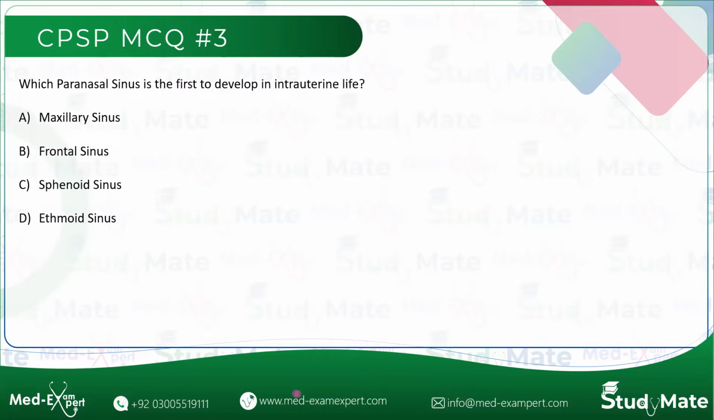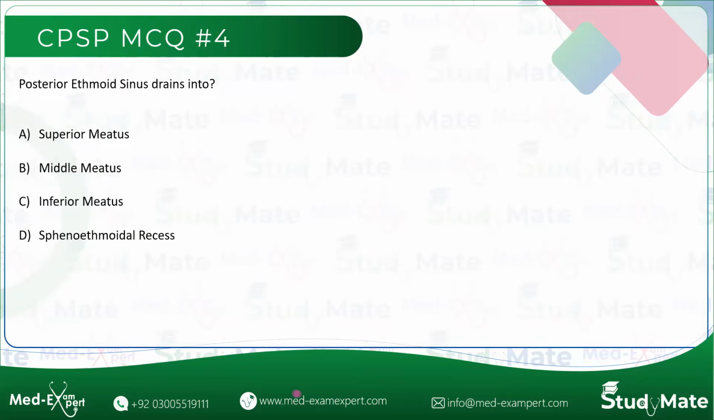So third MCQ is, which paranasal sinus is the first to develop in intrauterine life? A is maxillary sinus, B is frontal sinus, C is sphenoid sinus, and D is ethmoid sinus. Okay, I can see some answers. The fourth CPSP MCQ is, posterior ethmoid sinus drains into A is superior meatus, B is middle meatus, C is inferior meatus, and D is sphenoethmoidal recess. So whatever answer you think is correct, please comment in the chat box.